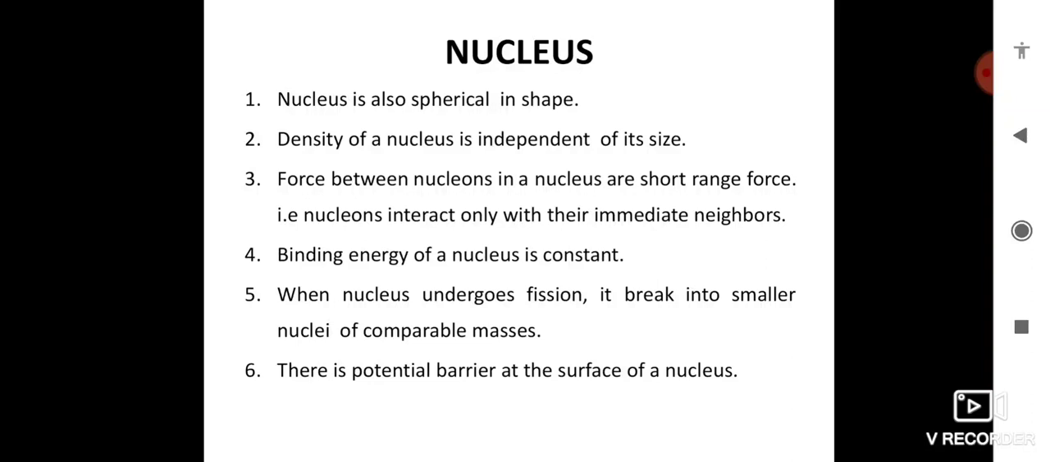In the case of a liquid drop, a bigger drop is broken into smaller drops. In the nucleus, a heavy nucleus undergoes fission and breaks into smaller nuclei of comparable masses. In a liquid drop, the force of surface tension acts at the surface of the liquid. In a nucleus, the potential barrier acts at the surface of the nucleus. These are the similarities between a liquid drop and a nucleus.